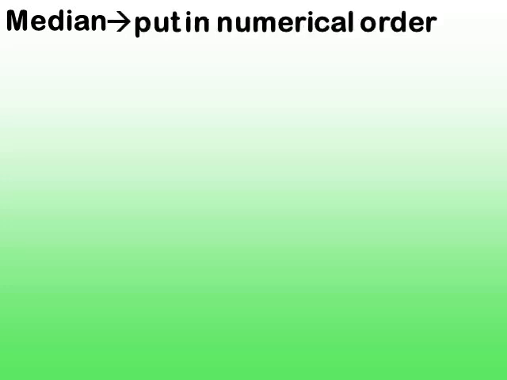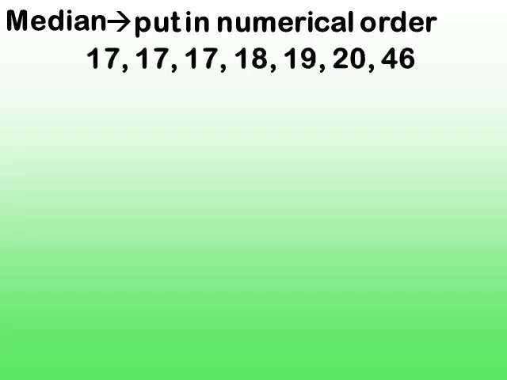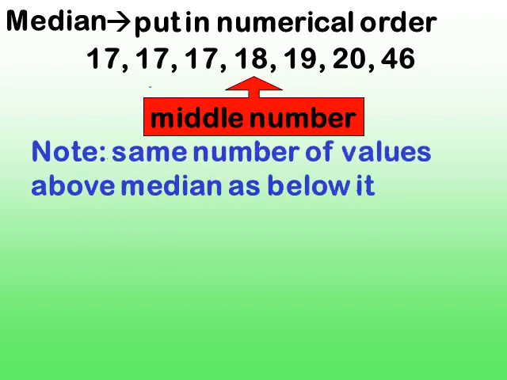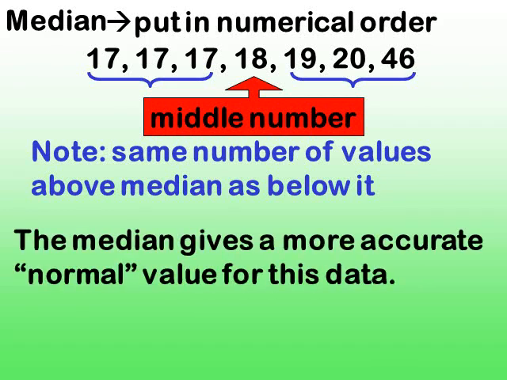You could use the median as your measure of central tendency as opposed to your average. You want to put all of your data in numerical order when you're finding the median, and you're going to find the middle number. You should have the same number of values above the median, or greater than the median, as you do below the median. The median gives a more accurate, normal view of this data.